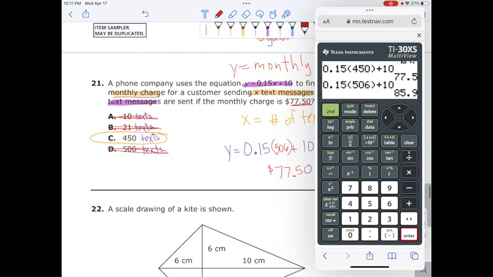That question looked really stinking hard. It's not that hard. You just got to slow down. It tells you what X means. It tells you what Y means. You just got to slow down a little bit.